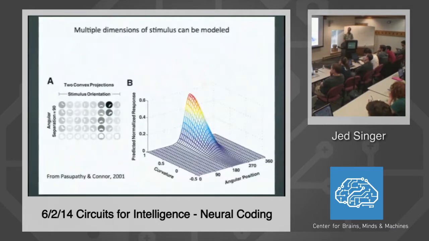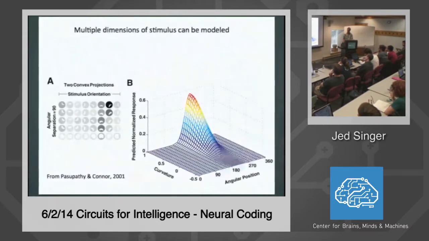And here they've plotted firing rate, or normalized firing rate, as a function both of curvature and angular position. So this is actually a two-dimensional Gaussian. Then you can throw in more dimensions if your stimuli have more dimensions. So the limit is basically your ability to handle mathematics and the computational power that you have at hand, as well as the density with which you cover space.